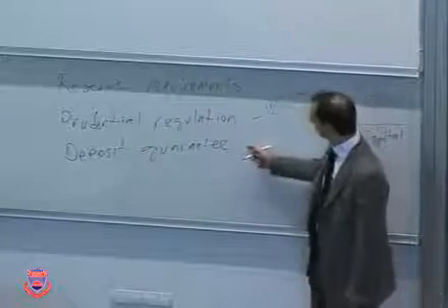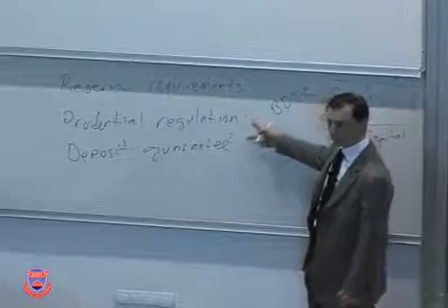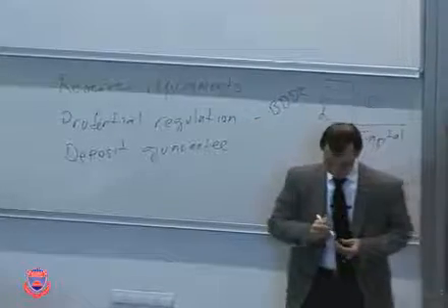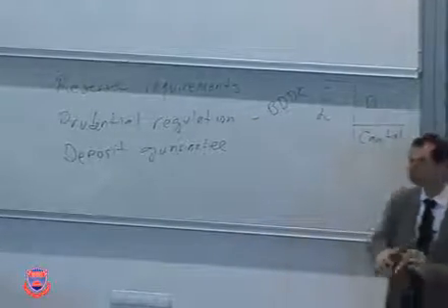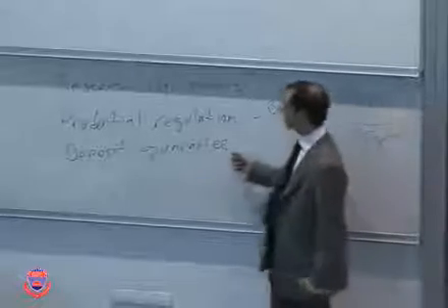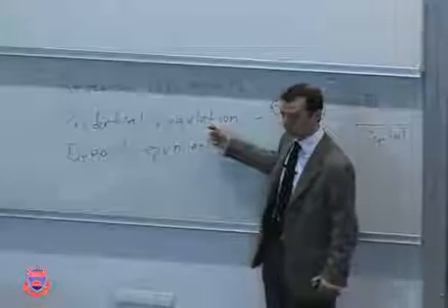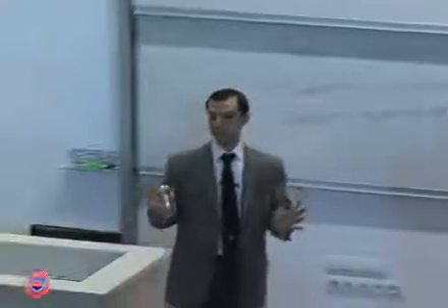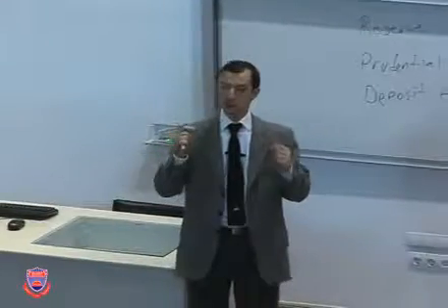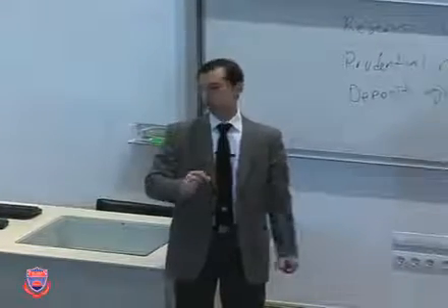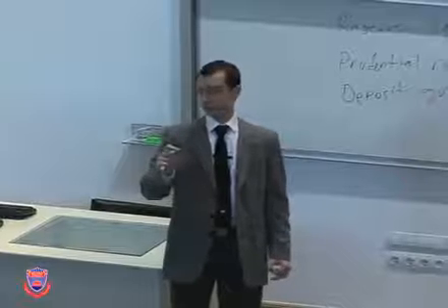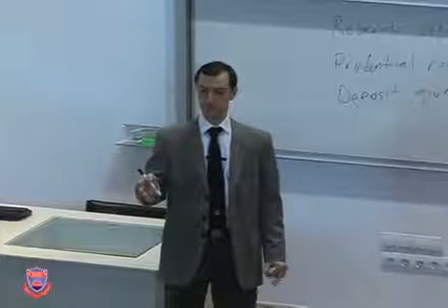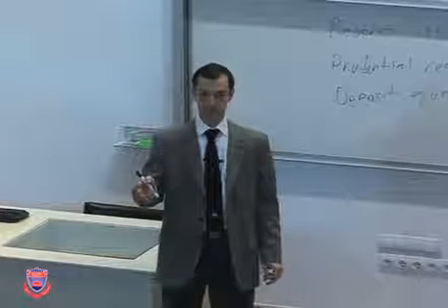Deposit guarantee. These two always go together: prudential regulation and deposit guarantee. Well, that's not necessarily right. If you have deposit guarantee, then regulation becomes especially important. Deposit guarantee is the following. The government tells you, look, if for some reason the bank is unable to pay you back your deposit, I will pay you back. Isn't that has a limit?